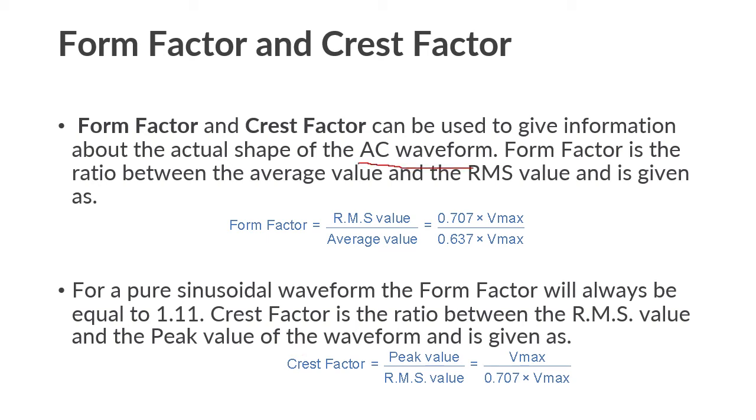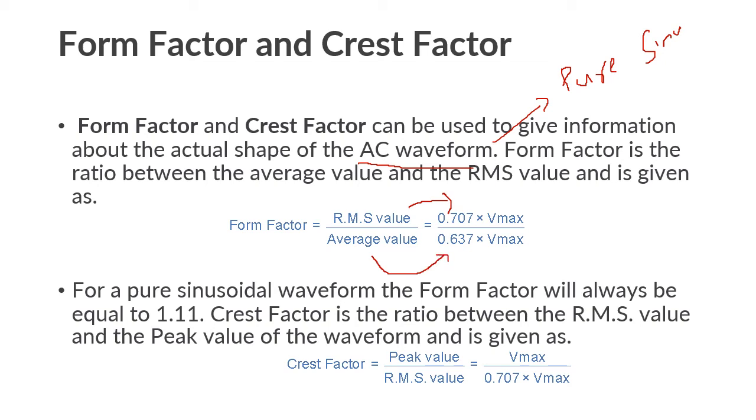For an example, there are so many AC waveforms. So initially I am going to consider the pure sinusoidal waveform. For the pure sinusoidal waveform, the form factor and the crest factor will be constant. Okay, I will show you here to find the form factor for the pure sinusoidal waveform. Here for the RMS value we can substitute 0.707 into Vmax, and the average value we can substitute 0.637 into Vmax.